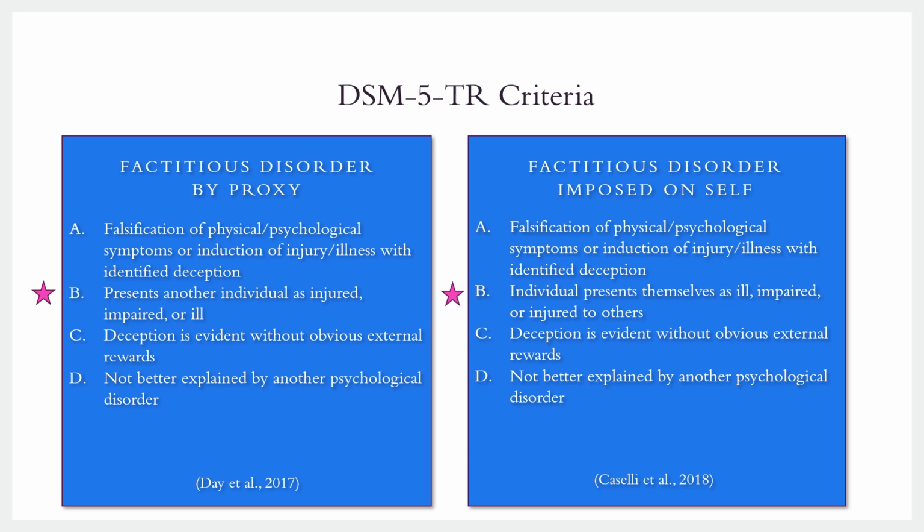There is one difference in DSM-5-TR criteria for factitious disorder by proxy and factitious disorder imposed by self, which is indicated by the stars on the slide. In factitious disorder by proxy, an individual presents another individual as sick or injured. Relationships between mothers and children are the most common for factitious disorder by proxy. Mothers will force their children to display physical or psychological symptoms to gain sympathy and attention from others. In factitious disorder imposed by self, the individual presents themselves as sick or injured.